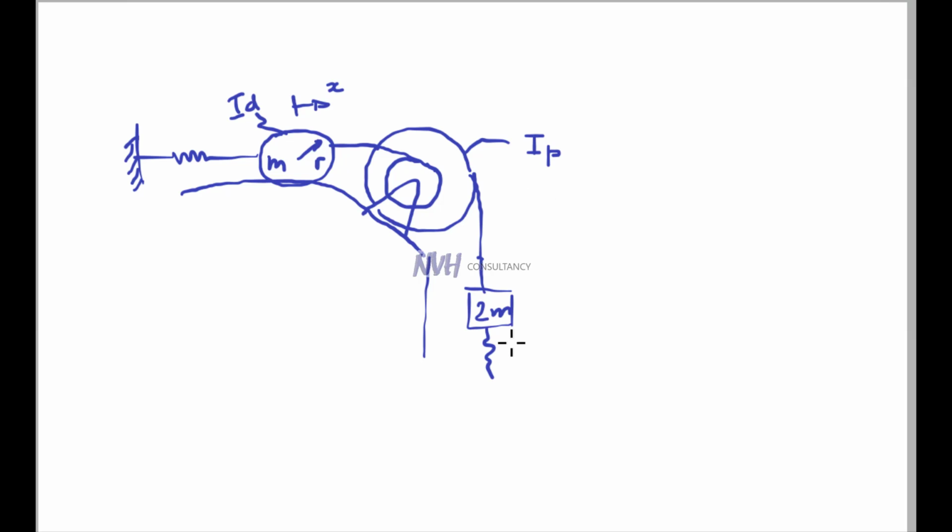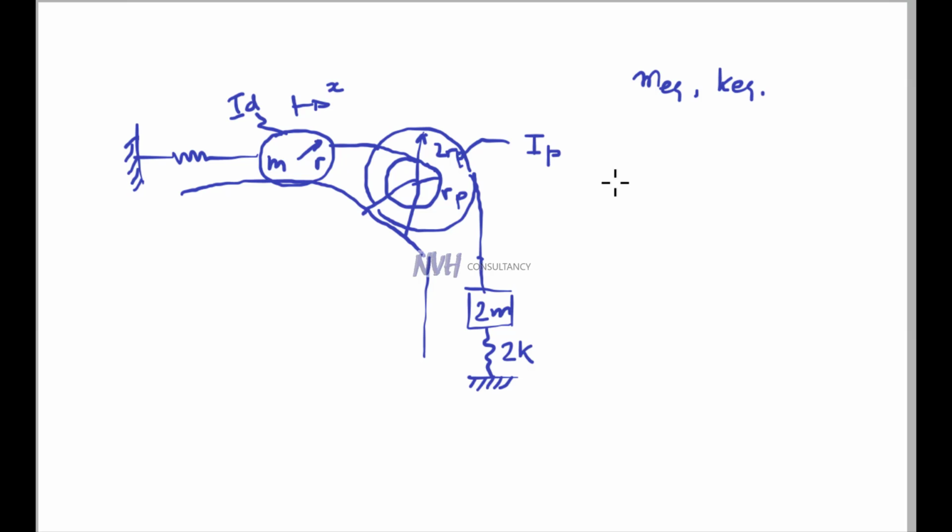This mass is supported with a spring of stiffness 2k, which is connected to the ground. The inner radius of the pulley is rp, and the outer radius is 2rp. So what we want to do in this is we want to find the equivalent mass and equivalent stiffness of this problem.